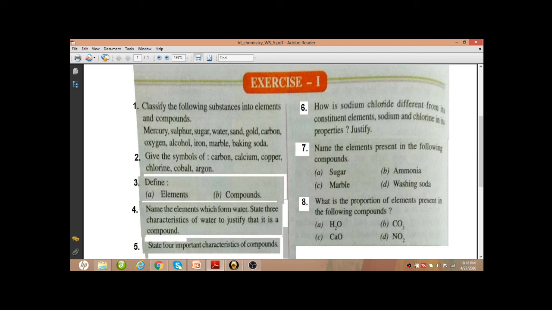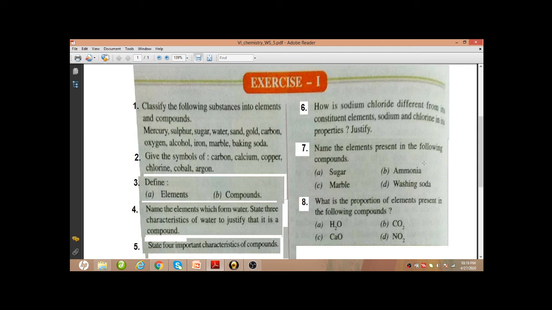Next, how is sodium chloride different from its constituent elements, sodium and chlorine, in its property? Justify. Sodium chloride is formed from sodium and chlorine. Sodium is a very reactive, soft metal, whereas chlorine is a poisonous greenish yellow gas. When these two react together, we get sodium chloride, which is a very useful and non-poisonous substance. So the constituent elements' properties are lost when we get a whole new compound. This again is there in the study material, you just go through that.